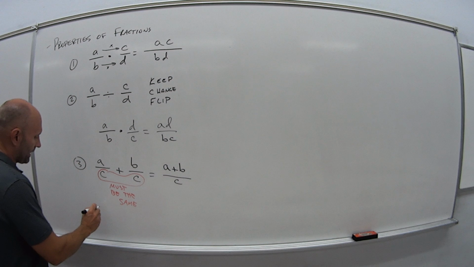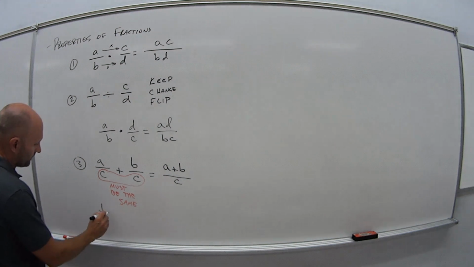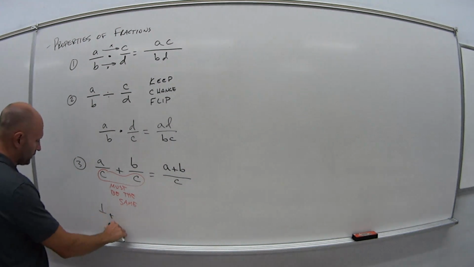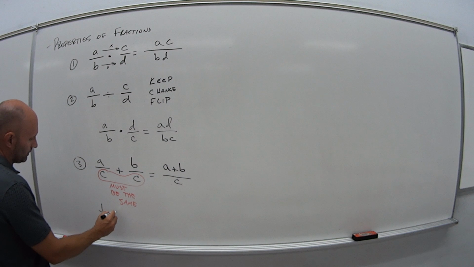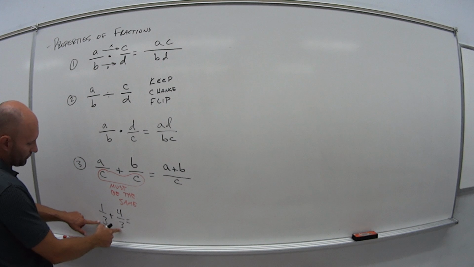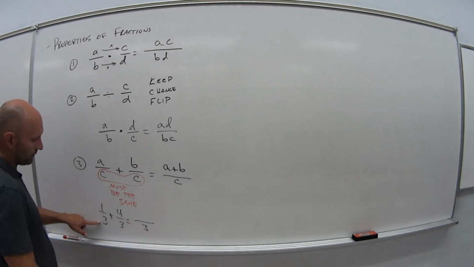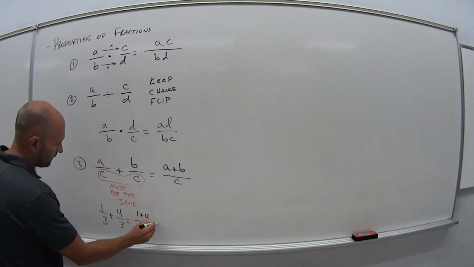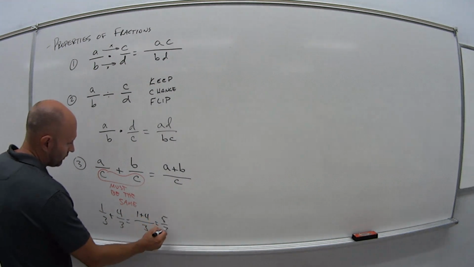So for example, if I have 1/3 plus 4/3. So the denominator is the same, 3 and 3, so my answer is going to have a 3. Then I just need to add the top, 1 plus 4, so that's 5/3.